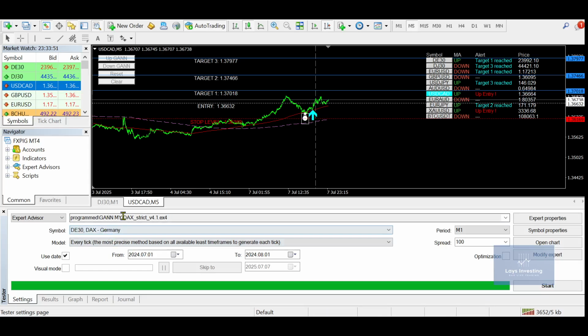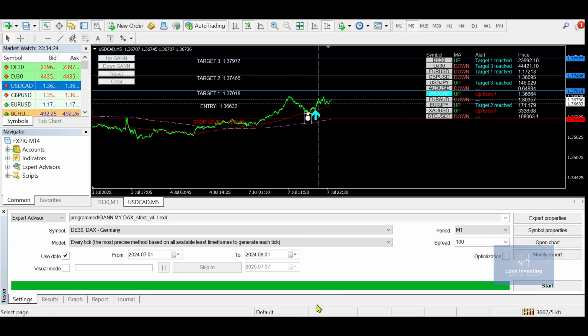So this expert is already on the MQL website. I use it on the 1 minute chart only for the German index. So now I'm gonna start month by month, and then I'm gonna show you something about the input parameters, which are already optimized.